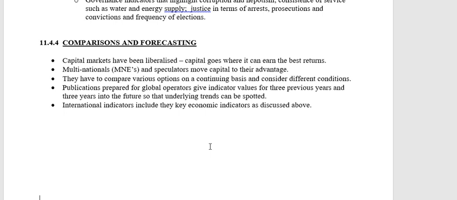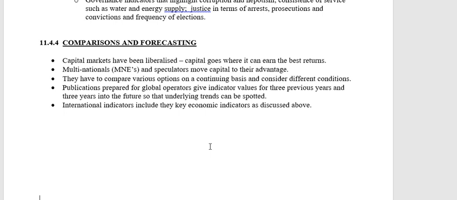All right. And publications that are prepared for these global operators, for global international investors, give the indicator values for 3 of the previous years and 3 years into the future, so that obviously trends can be spotted. Okay, if we have 3 previous years' indicators and we do a forecast of the next 3 years, we can get a good idea of where that indicator is moving. Okay, if economic growth is increasing or not, if interest rates tend to be going up or down, etc.